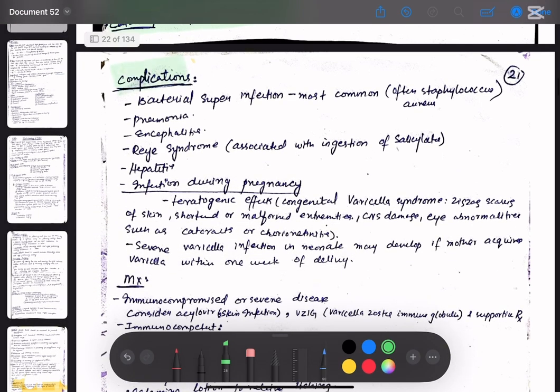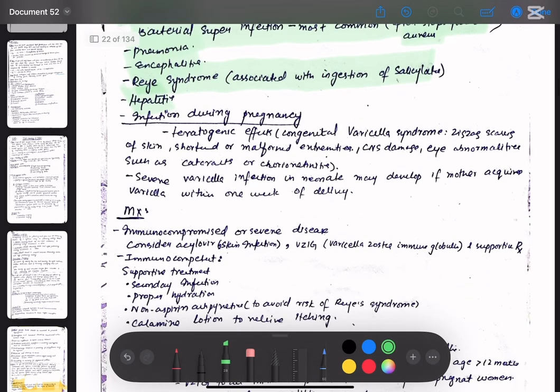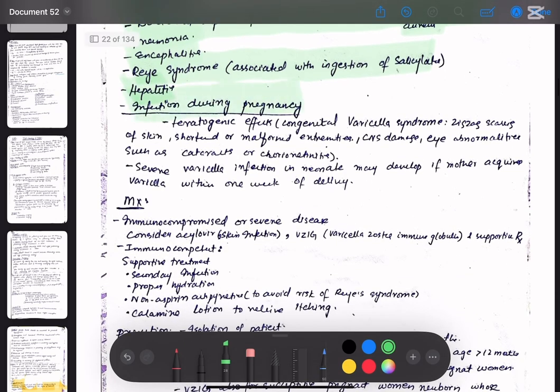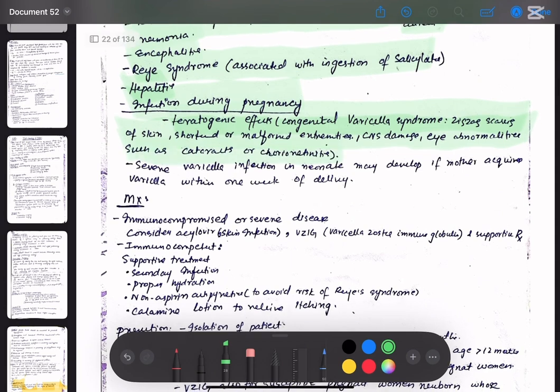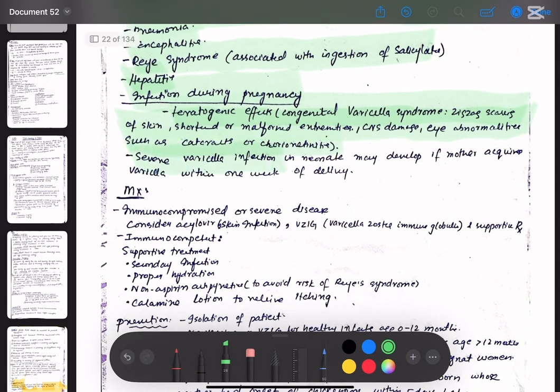The complications of chickenpox are bacterial superinfection, most commonly Staphylococcus aureus, pneumonia, encephalitis, Reye's syndrome, which is associated with ingestion of salicylates, hepatitis, and infection during pregnancy. Teratogenic effects include congenital varicella syndrome, zigzag scarring of skin, shortened or malformed extremities, CNS damage, and eye abnormalities such as cataracts or chorioretinitis. Severe varicella infection in the neonate may develop if the mother acquires varicella within 1 week of delivery.